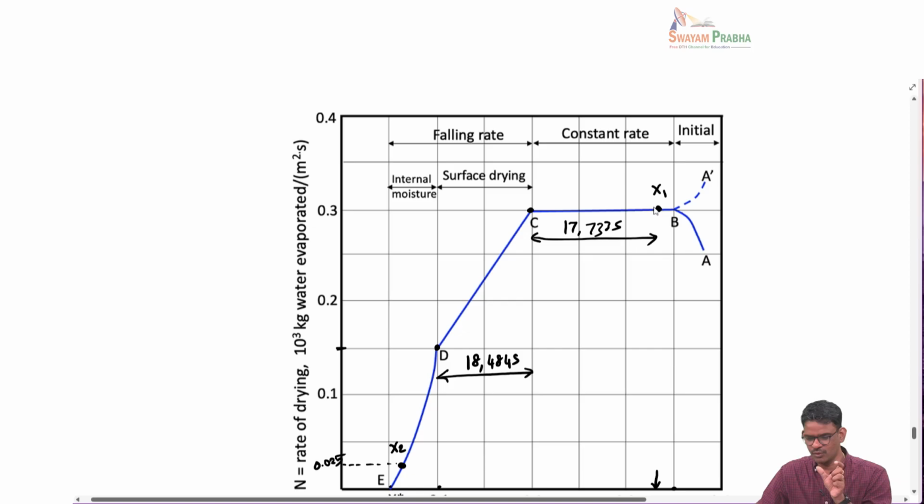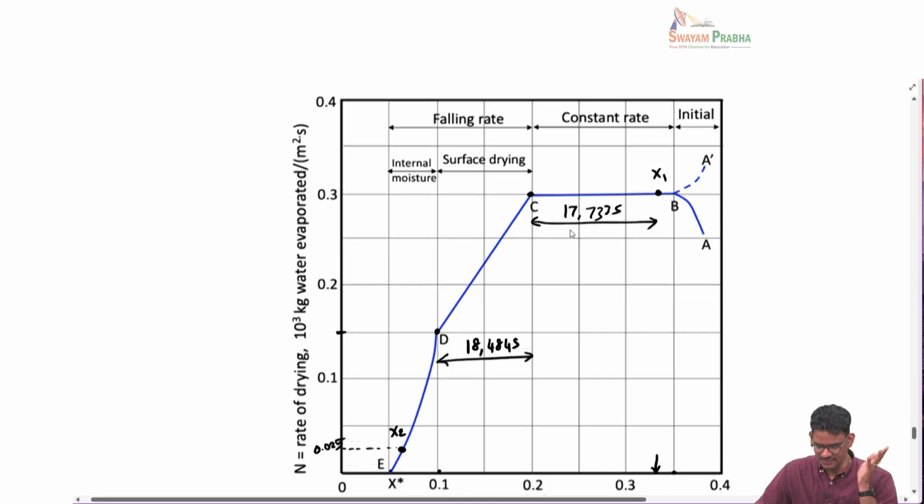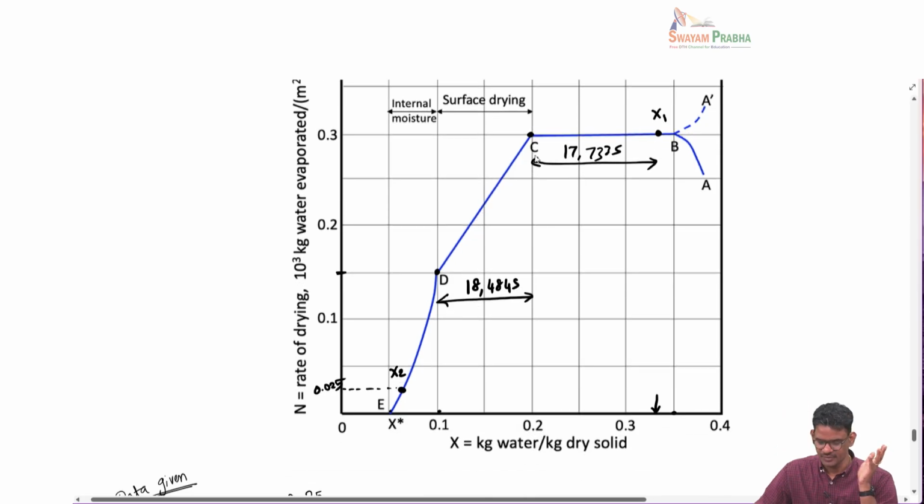In the beginning, when you are at the constant drying rate, the driving force for the mass transfer is very large. So even for going from 0.33 to 0.2, the time taken is about 17,000 seconds, and then from 0.2 to 0.1 is also something of the same order. But for going from 0.1 to 0.064, because of the diminishing nature of the driving force, the time taken is much larger.